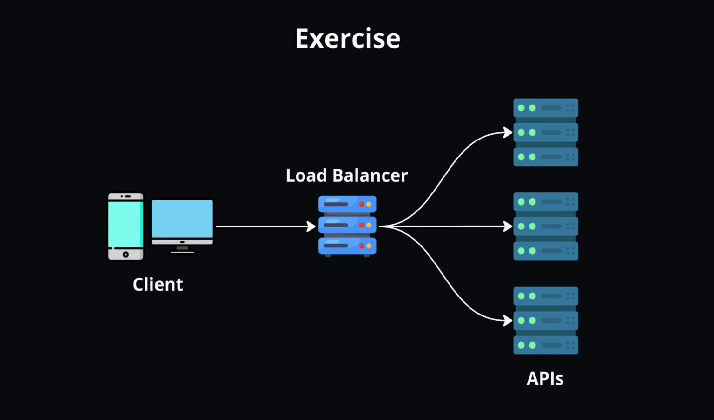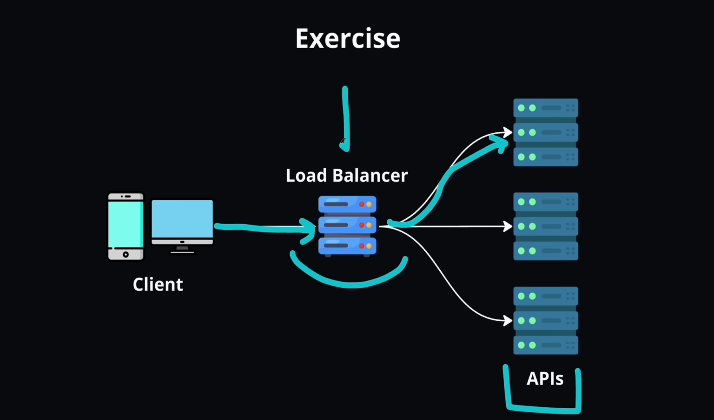Now we get to the fun part, which is actually implementing a load balancer. In this exercise, we are going to set up a load balancer with multiple API servers on DigitalOcean. This will help us to distribute the incoming traffic across multiple servers, which will improve reliability, and we will also prevent having a single point of failure by setting up two load balancers for redundancy.